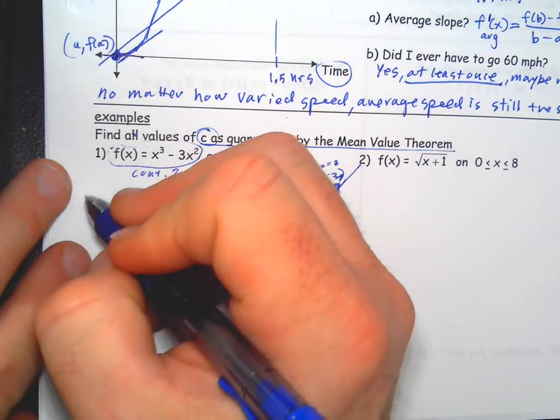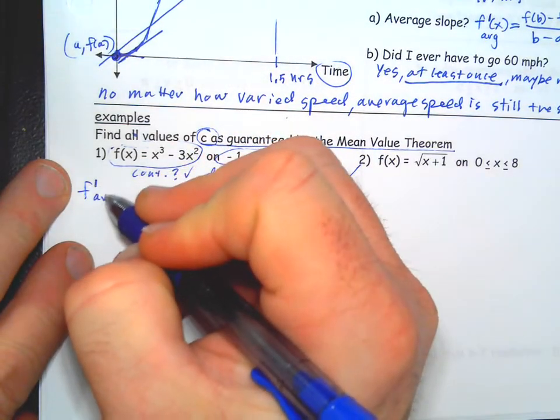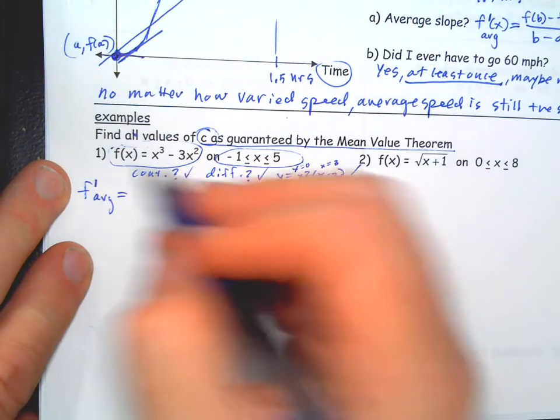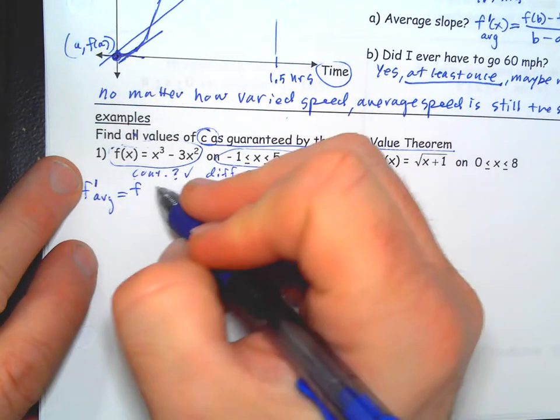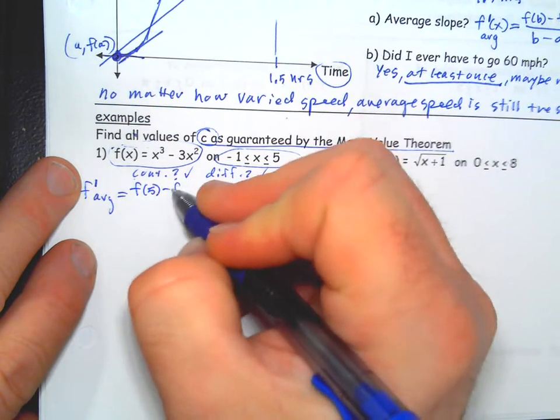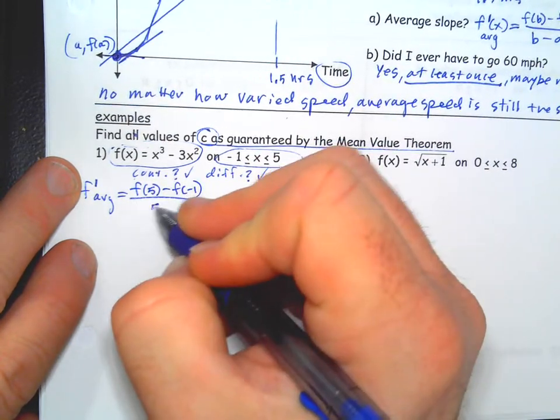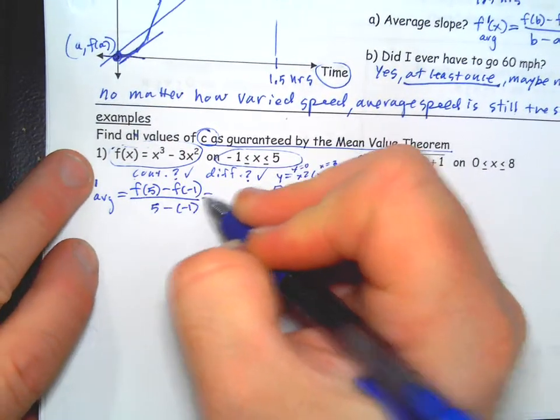So the first thing you want to do is find f prime average. Label your work by f prime average. Why don't we show the setup? F of 5 minus f of -1 over 5 minus -1. Okay? Then you can calculate values.